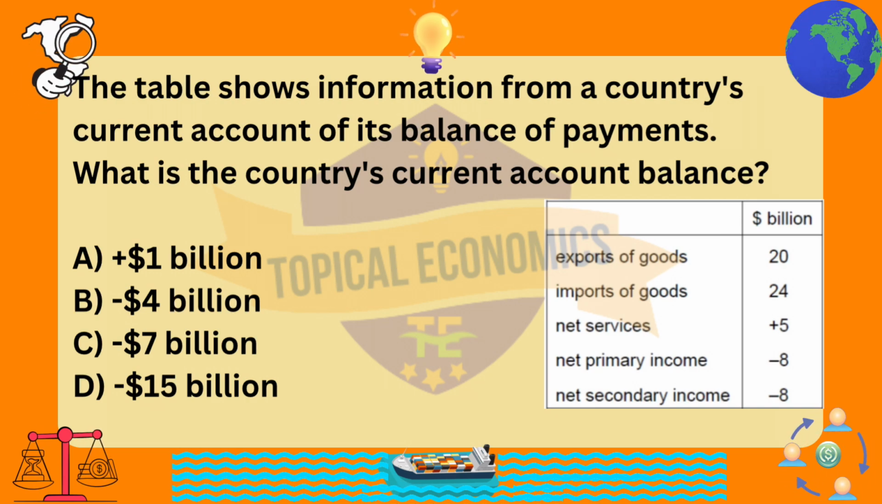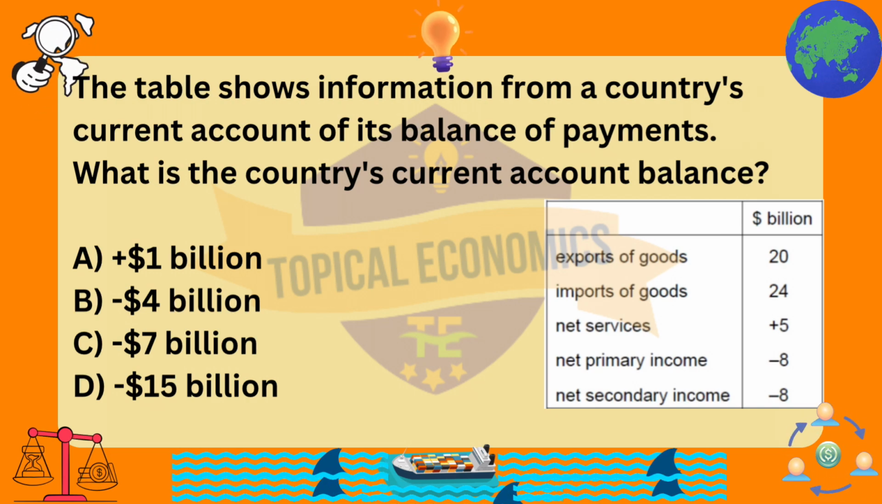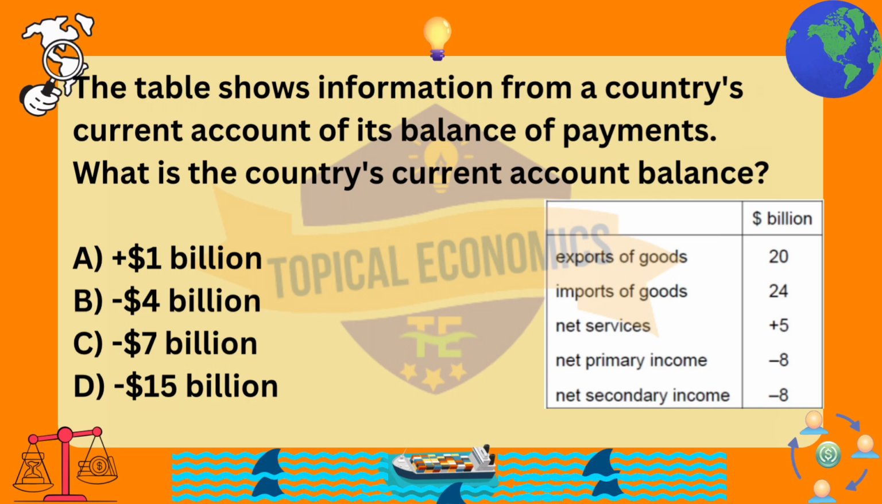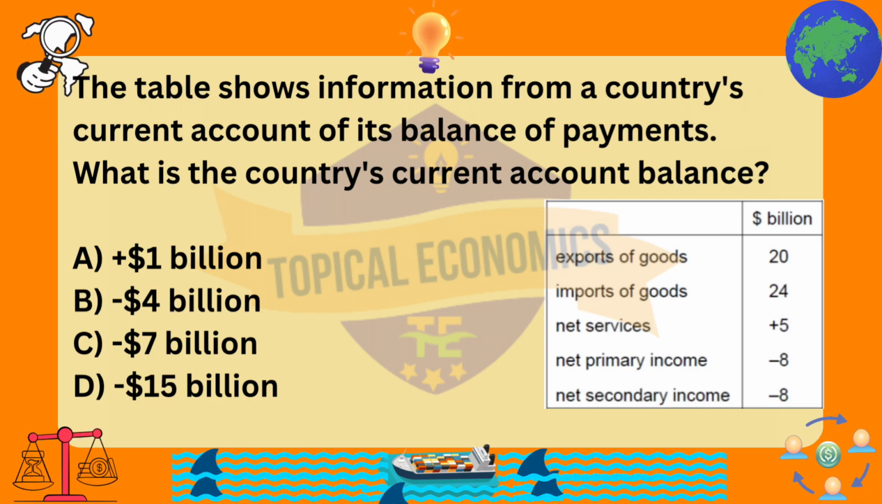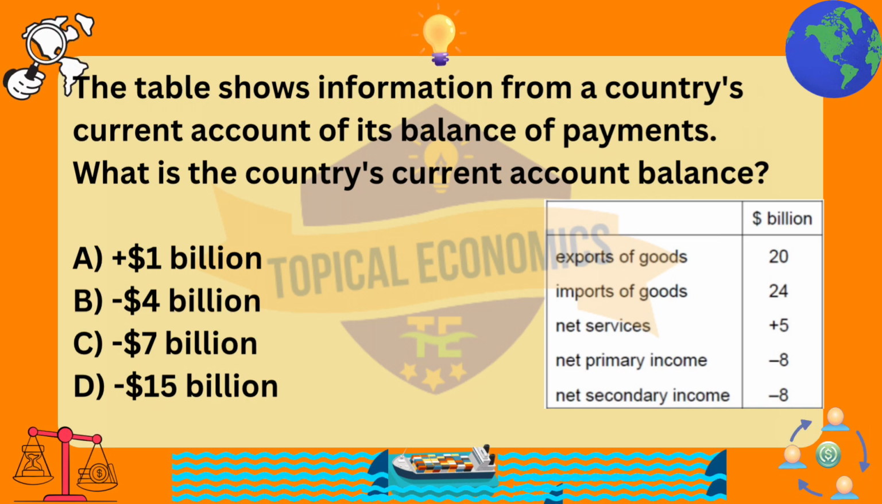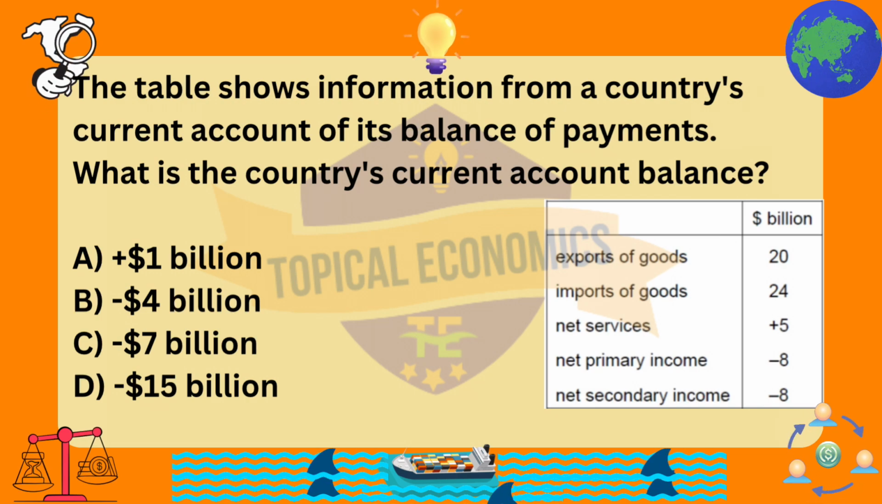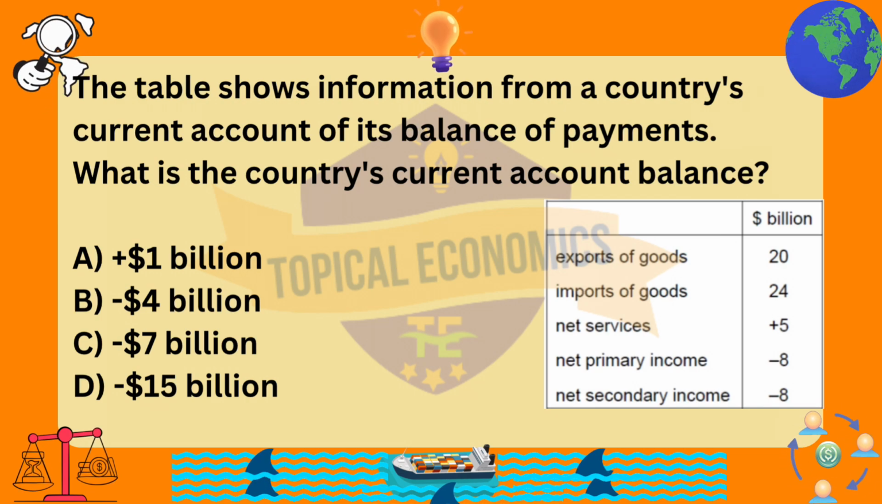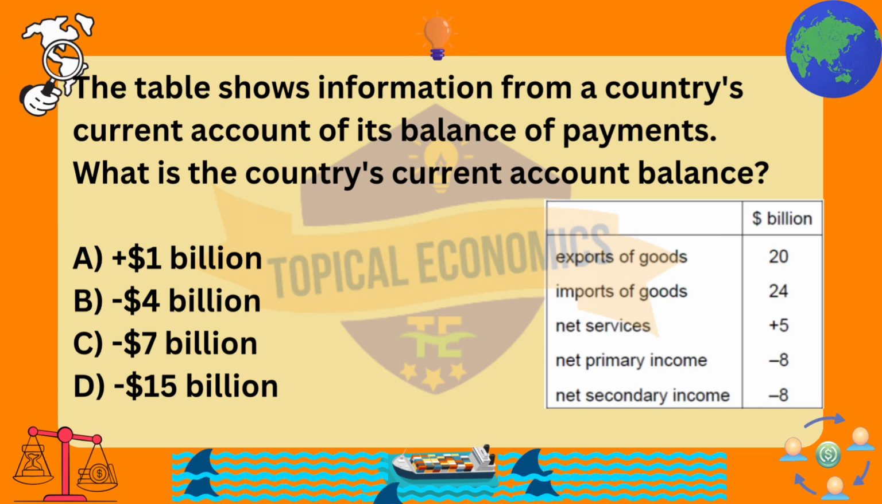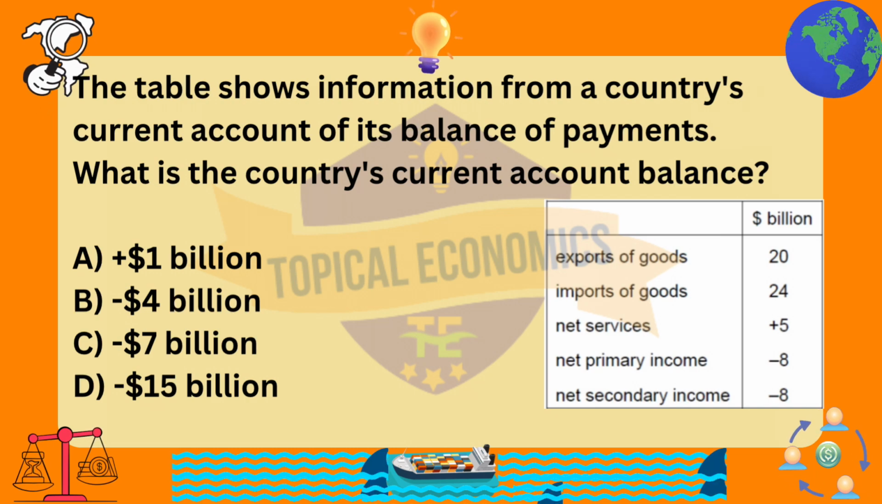Moving on, the net primary income shows a deficit of $8 billion, which represents the income earned from abroad minus income paid to foreign entities. Similarly, net secondary income is also a deficit of $8 billion, representing transfers like remittances and foreign aid.